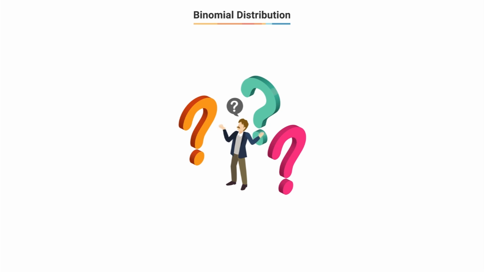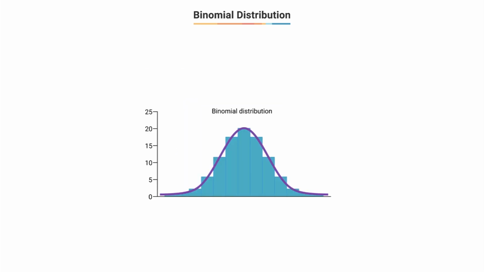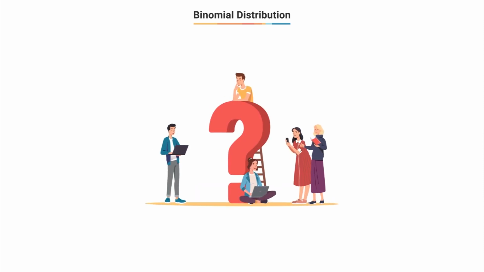Let's go through a very commonly occurring and useful probability distribution, the binomial distribution. Using the same red and blue ball example, we'll see how such problems can be generalized and solved using binomial distributions. Let's start with some simple questions.